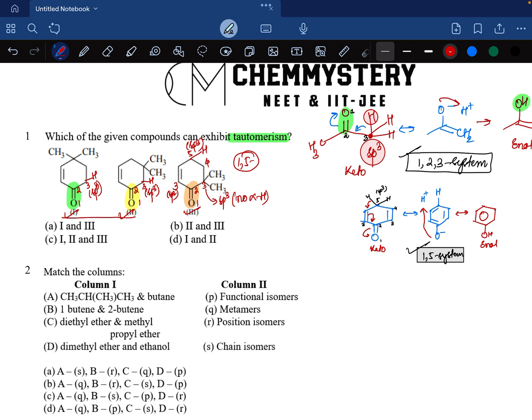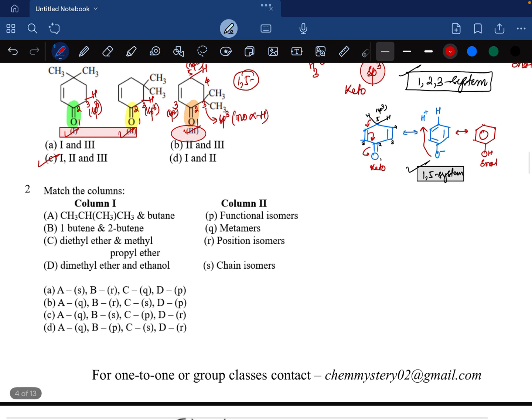First two can undergo 1,2 ketoenol tautomerism, and the third one can undergo 1,5 ketoenol tautomerism. So the first two is 1, 2, 3. Third one is 1,5 ketoenol tautomerism. So my answer for this is C, all of the above, that is 1, 2 and 3.